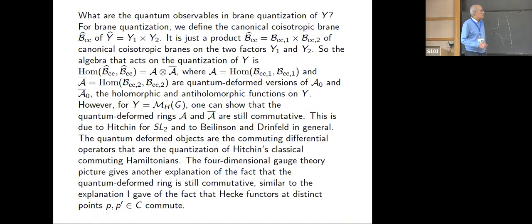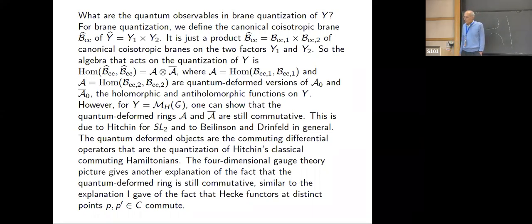Well, for brane quantization, we have to define this funny quasitropic brane on Y hat. It's just a product of quasitropic branes on the two factors, since Y hat was a product, except with opposite complex structures and different symplectic structures. So you find that the algebra that will act on quantization of Y is just A tensor A bar, where A was Ham on one side, A bar is Ham on the other side. And these are just quantum deformed versions of the algebras of Hitchin's commuting Hamiltonians and their complex conjugates.